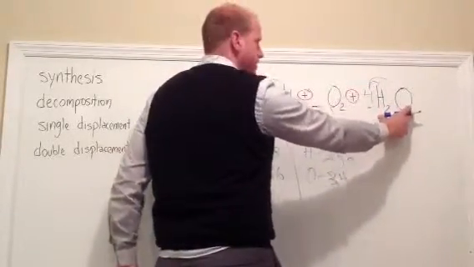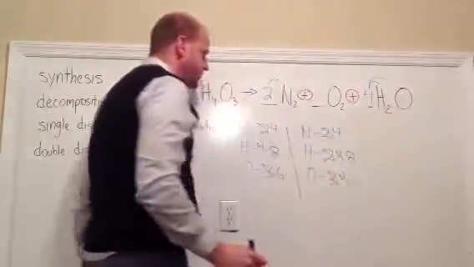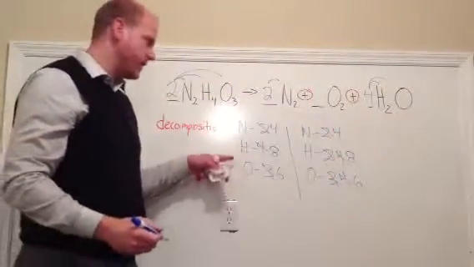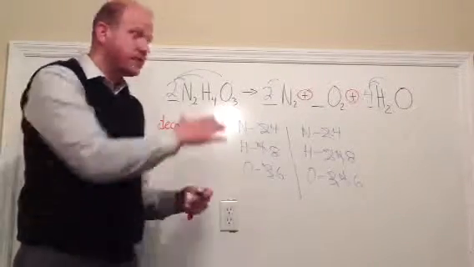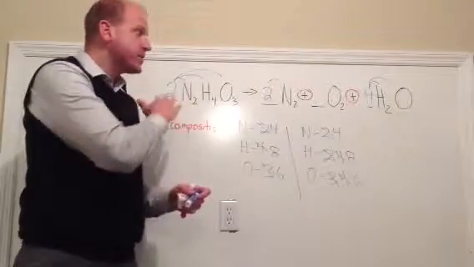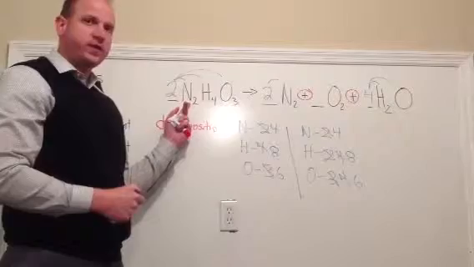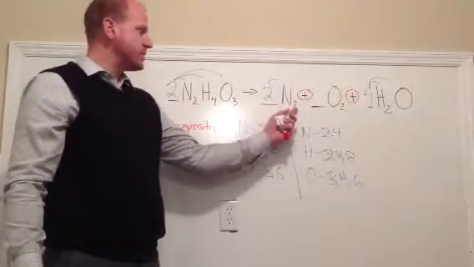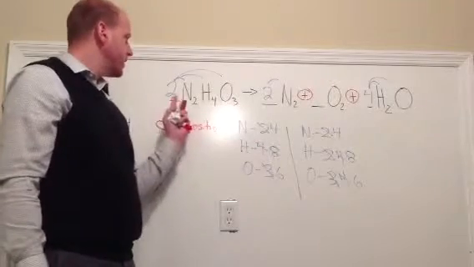That gives me 8 hydrogen, but then I need to recount my oxygen, because now I have 4 oxygen in this term and 2 in this one, which gives me a total of 6 oxygen, which just happens to work out that I have 6 oxygen on my reactant side. So it appears that everything is balanced. Now I'm just going to go through and double check. 2 times 2 gives me 4 nitrogen. 2 times 2 gives me 4 nitrogen. So my reactant and product side are balanced.